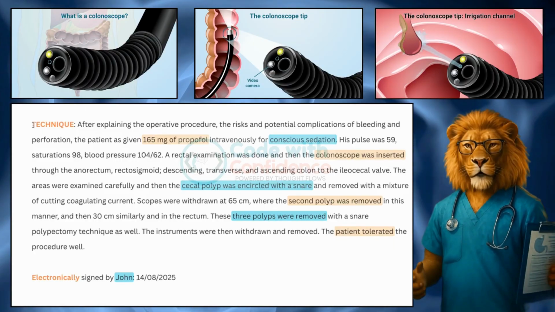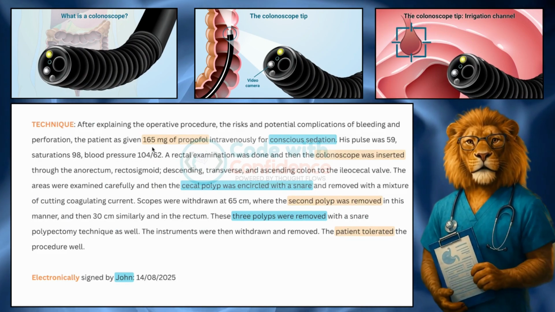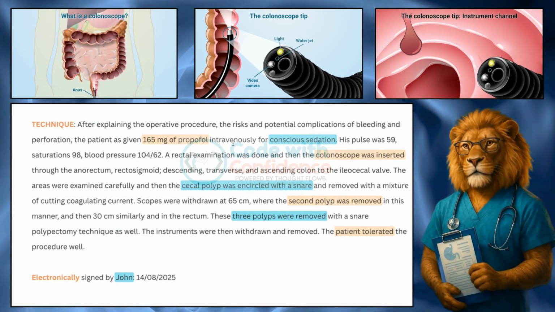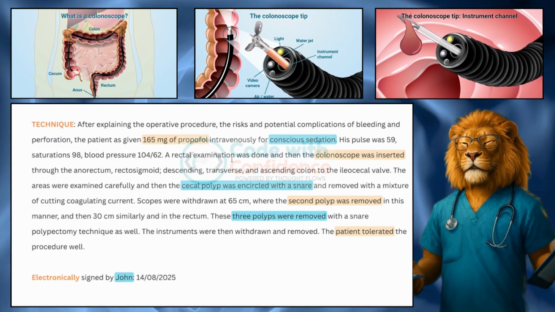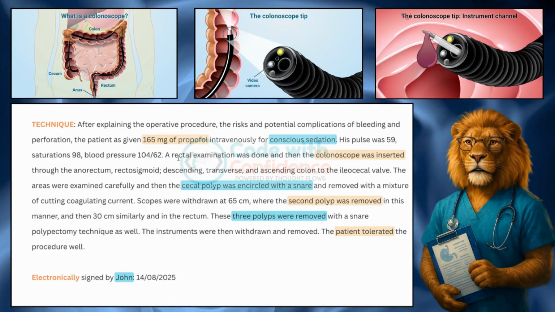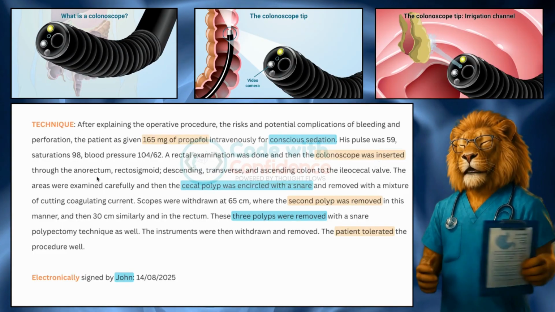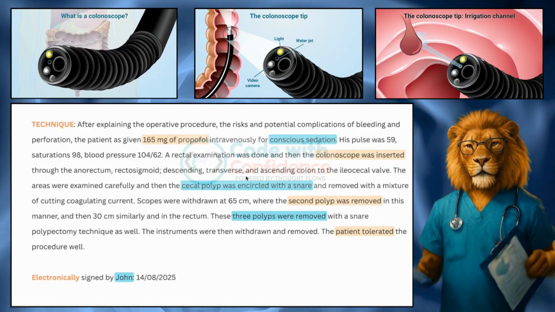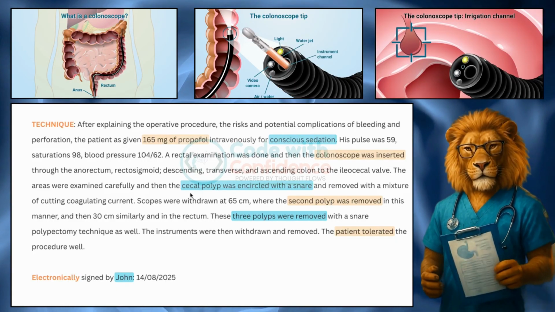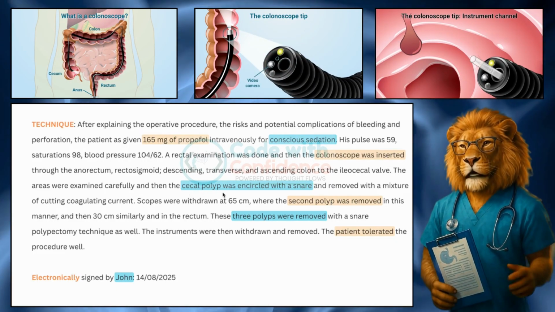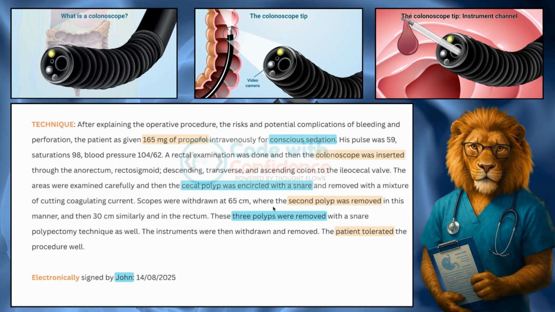Now, let's look at the technique documented in this operating note. After explaining the procedure and risk to the patient, the surgeon administered 165 mg of propofol IV for conscious sedation. A rectal examination was performed and then the scope was inserted through the anus. The area was carefully examined. A cecal polyp was encircled with a snare and removed. The second polyp was also removed in the same way. Finally, three rectal polyps were also snared and removed. Once the procedure was completed, the instrumentation was removed and the patient tolerated the procedure well. In the above video, you can see exactly how the scope is used to identify and remove polyps step by step.